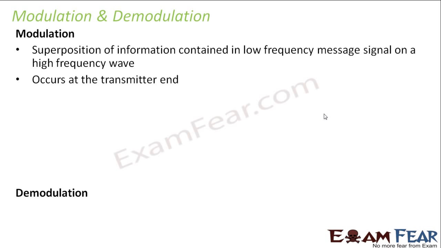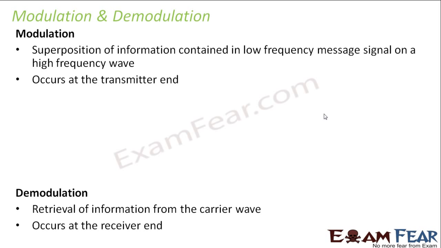Now, when I talk about demodulation, it is just the opposite process. It is retrieval of information from the carrier wave. That means now you also need to take the letter out of the train, right? If the letter remains inside the train, will the receiver ever receive it? No. So the receiver will have to take the letter out of the train. That retrieval is known as demodulation, and it occurs at the receiver end.